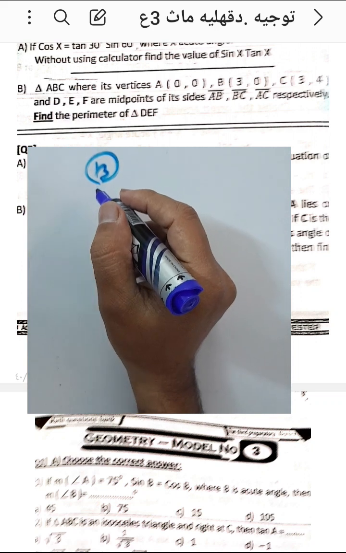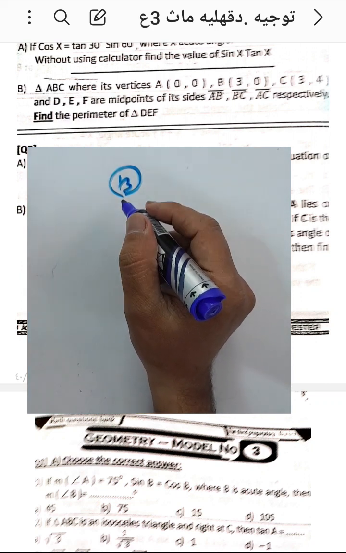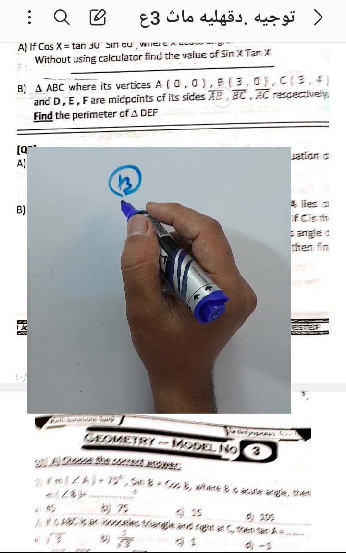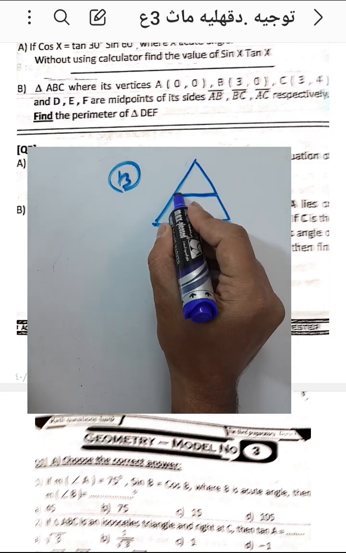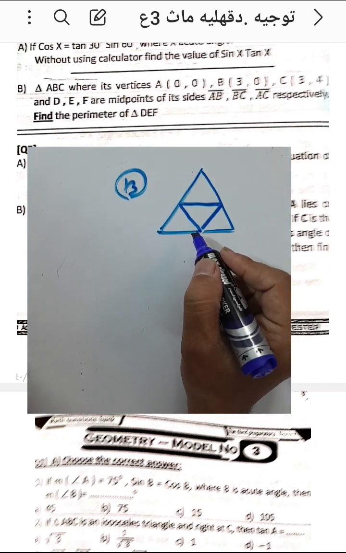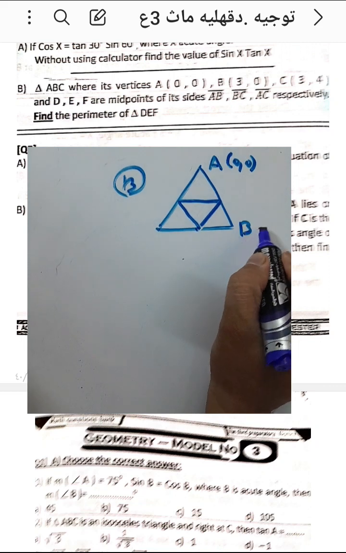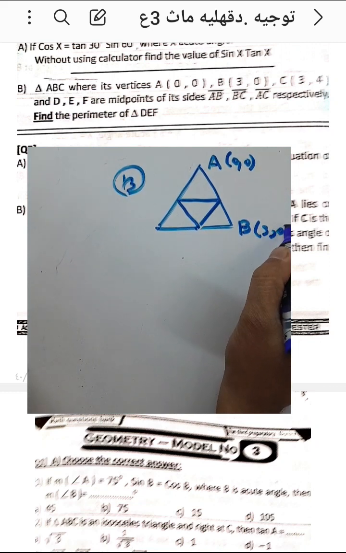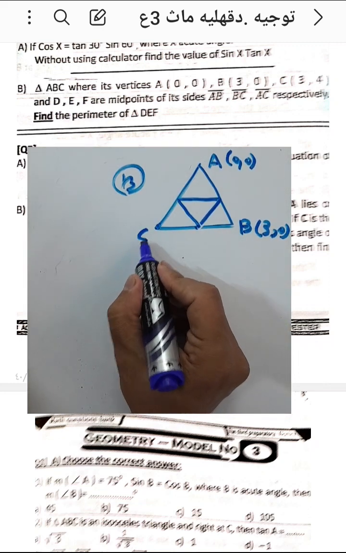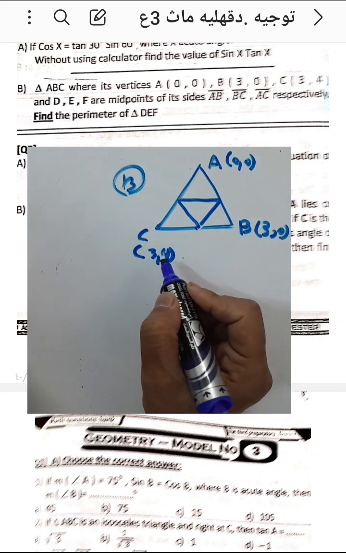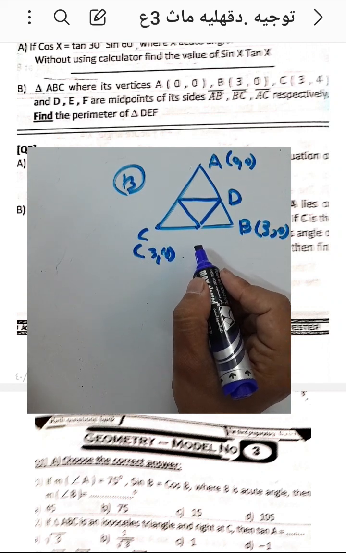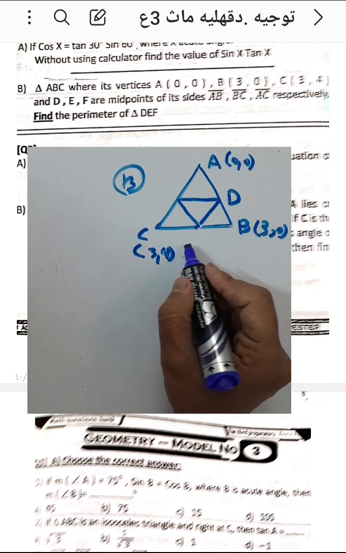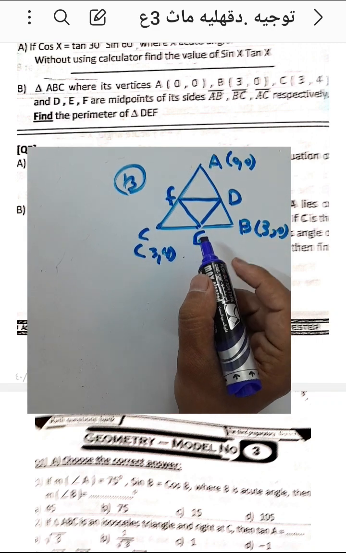Triangle ABC, where its vertices are A, B, C, and D, E, F are midpoints of its sides AB, BC, AC respectively, find the perimeter of triangle DEF. Okay, we have a triangle here, and we have A at 0 and 0, its order B equals 3 and 0, and this point C equals 3 and 4. This point D of AB, here D, and E of BC, okay, E, and F between A and C.